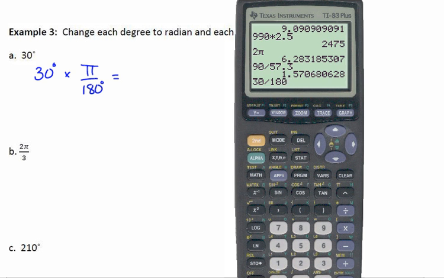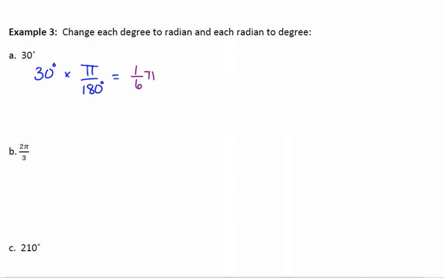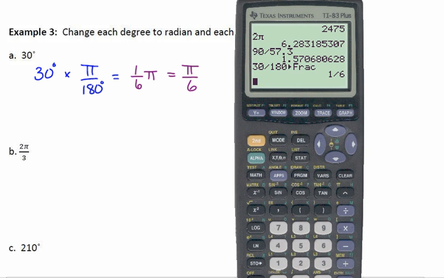And then change it: math, enter, enter. So that is equal to 1/6 pi, or pi over 6, as an exact value. If we only wanted the decimal version, then we can literally just type in 30 times pi over 180. And that's the same thing as pi over 6.